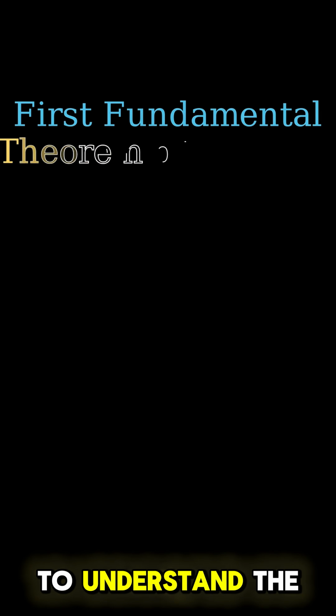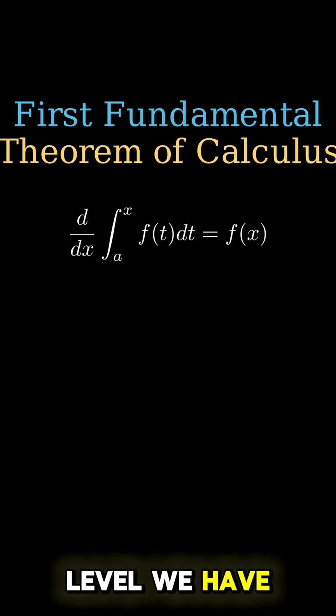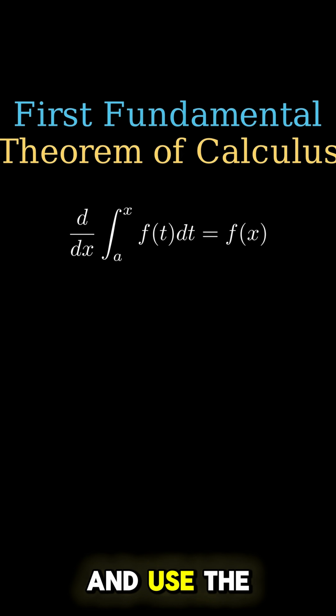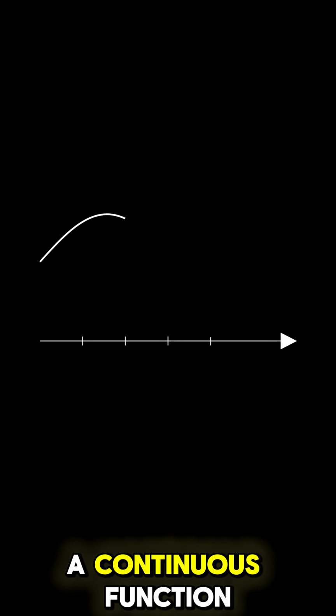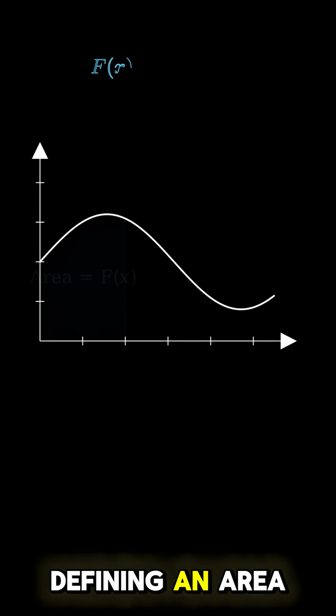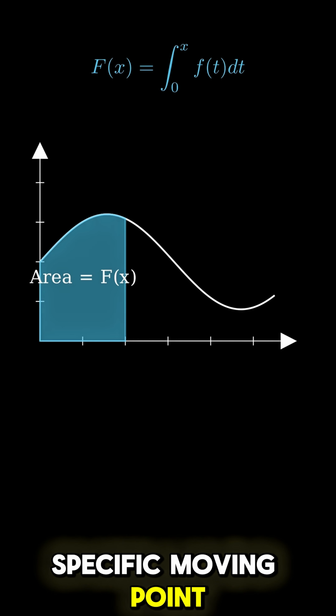To understand the first fundamental theorem of calculus at a rigorous level, we have to move past intuition and use the formal tools of real analysis. We start with a continuous function curve, defining an area accumulating underneath it up to a specific moving point, x.